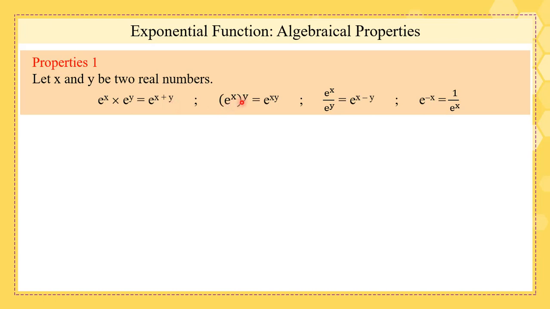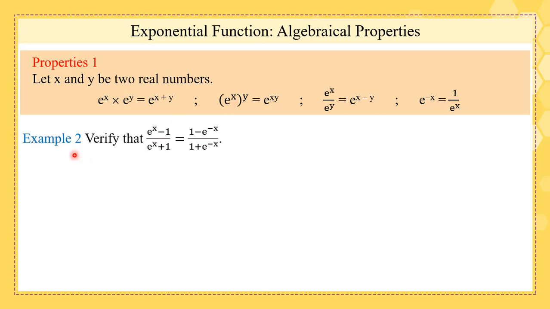e to the power x to the power y is e to the power xy, and e to the power x over e to the power y is e to the power x minus y, and e to the power minus x is 1 over e to the power x. These are the same as the properties of exponents that you took from grade 7.